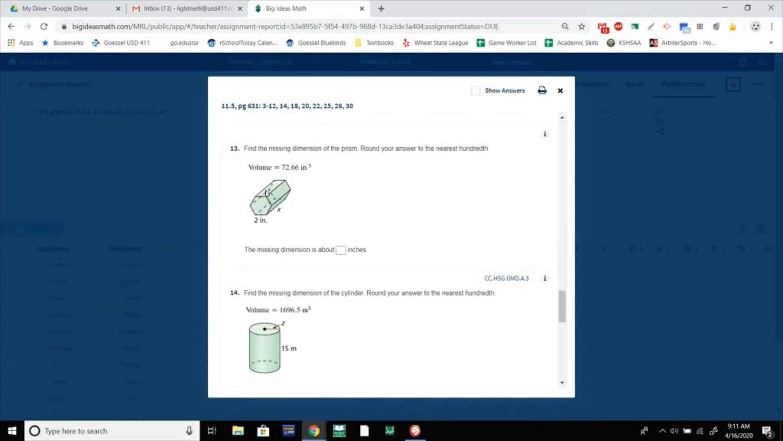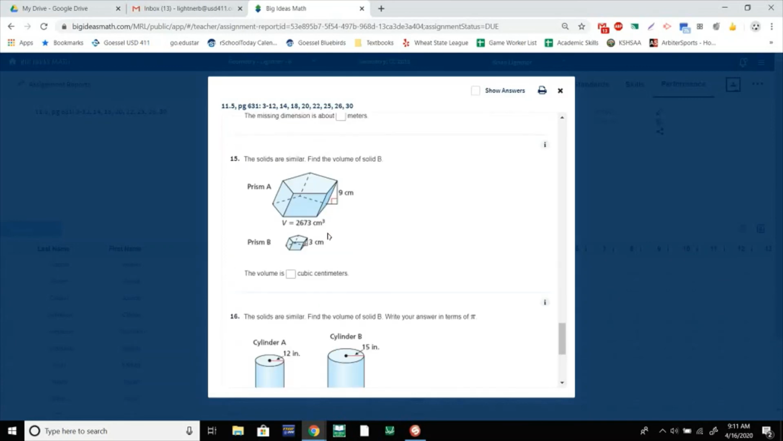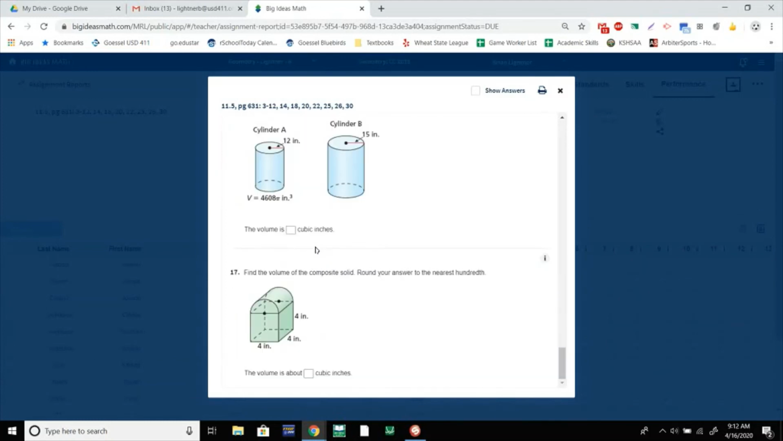Okay, again here, this is a hexagonal prism. This one's harder than what it looks like. They say 2 inches across here. You need to find the area of this base. Okay, area of a hexagon with a side length of 2. Find the missing dimensions. These are your relationships. So it says, okay, this one's 9, this one's 3. This is 1/3 the size, which means it's 1/27th the volume. Cube them, okay? And then one composite figure.